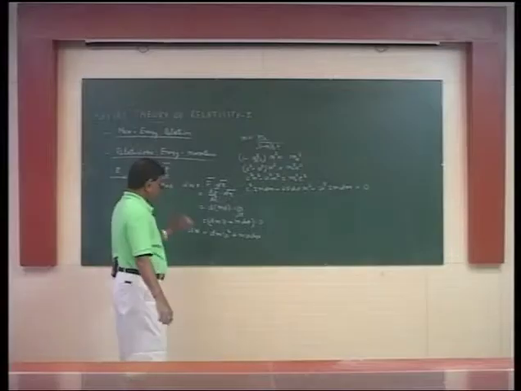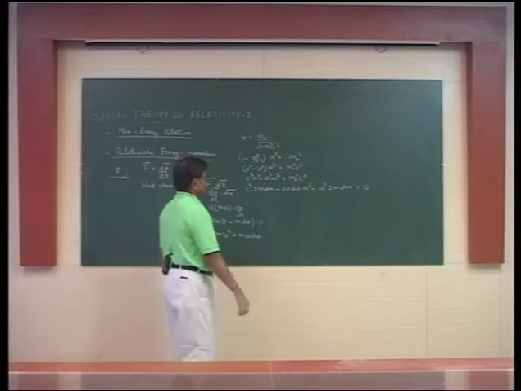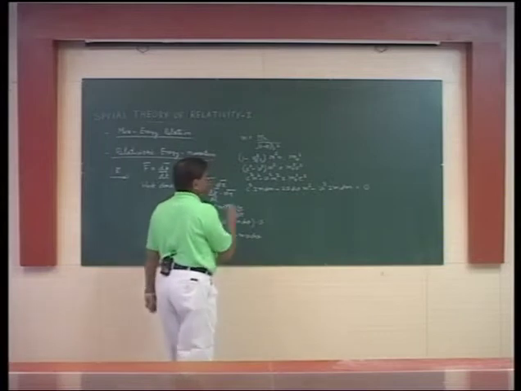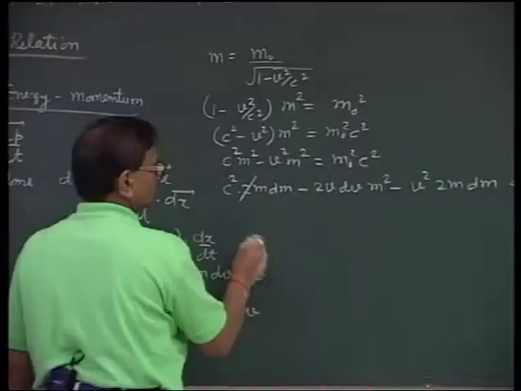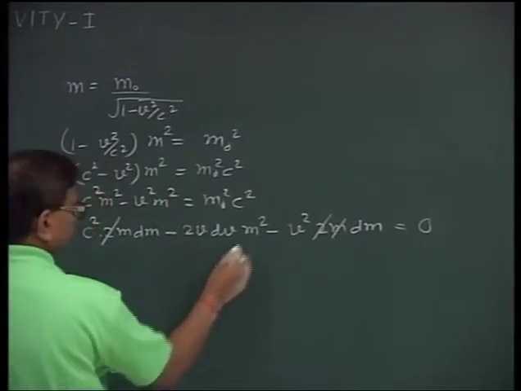We have to find the value of dm v square plus m v dv. Can we find this? Yes, we definitely find it. 2 we cancel throughout, or 2m we can cancel throughout.